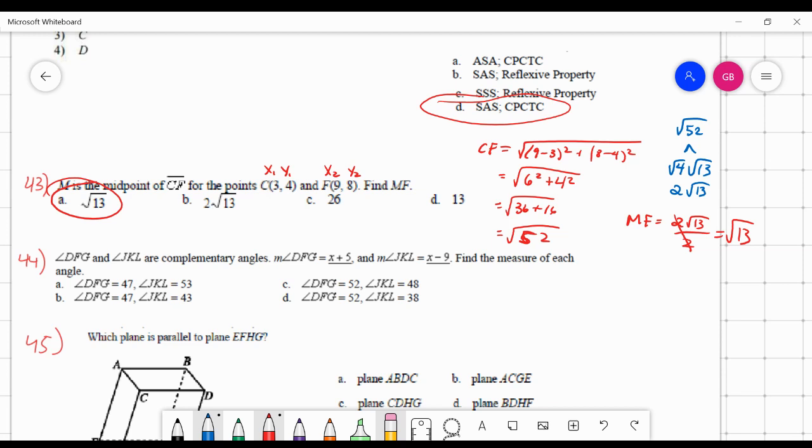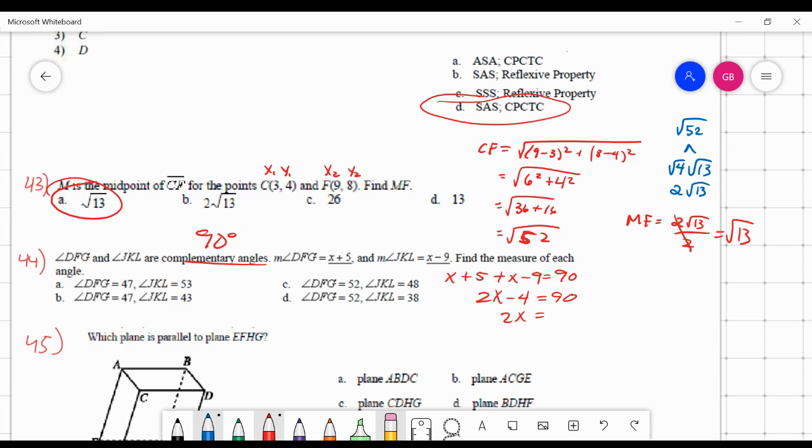44. Angle DFG and angle JKL are complementary angles, so they add up to 90 degrees. DFG is x plus 5, JKL is x minus 9. Find the measurement of each angle. So let's solve for x first. We know that x plus 5 plus x minus 9 has to equal 90 since they're complementary. So 2x minus 4 is equal to 90.